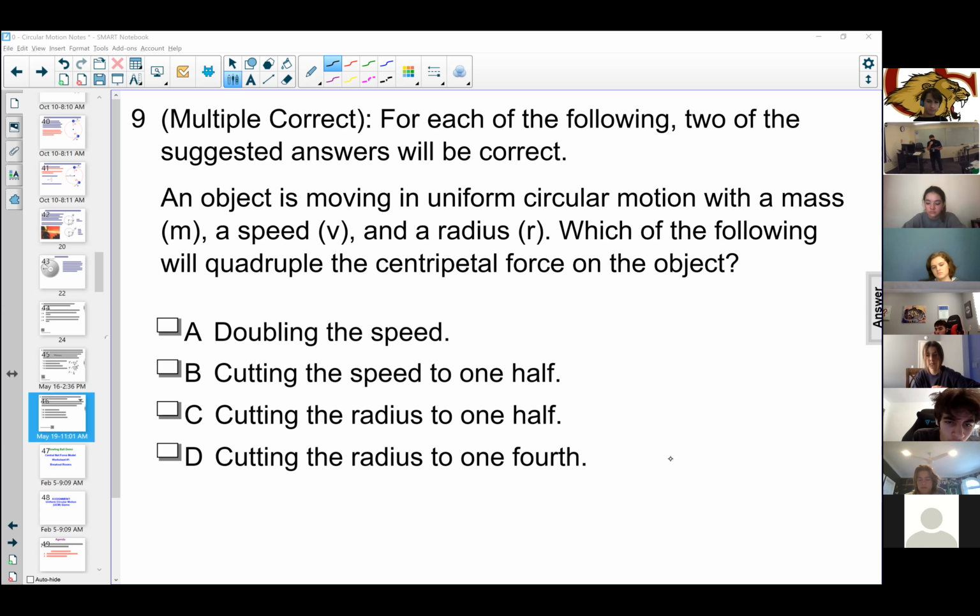All right, an object is moving in uniform circular motion with a mass m, a speed v, and a radius r. Which of the following will quadruple the centripetal force on the object? So think it through. There's 2 that are correct. Once you've identified those 2, you can put them in the chat if you're in the Zoom room. And then I'm going to call on you guys and see what you think and see if you agree with what the Zoom folks believe.